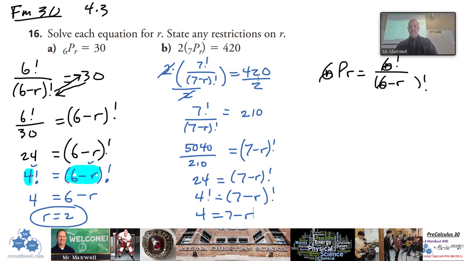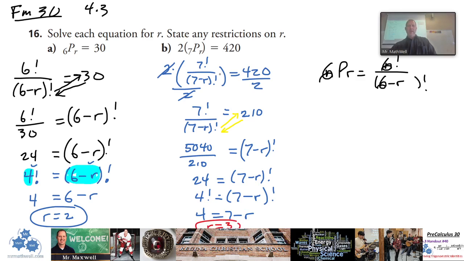You get rid of that 2. And of course, we do the same thing that we did in the last question. You would multiply both sides by 7 minus r factorial, which takes this up there. And you divide both sides by 210, which takes it back down there. 5040 divided by 210, according to my calculator, is 24, same as A. And so now we have 24, as we know from before, is 4 factorial. So 4 has to equal 7 minus r, and so r here is 3.